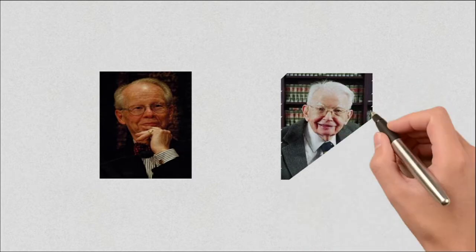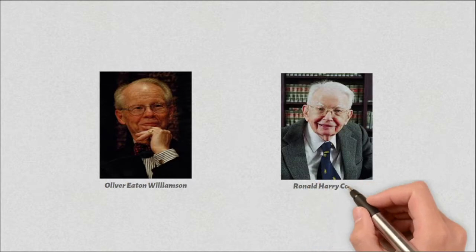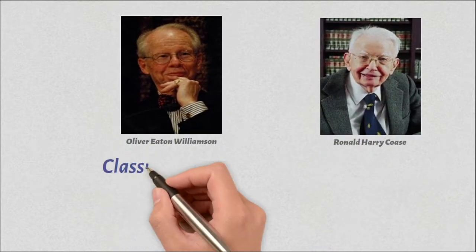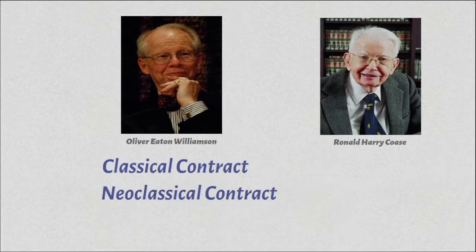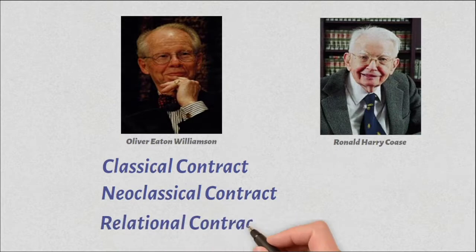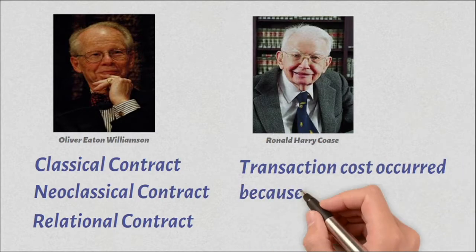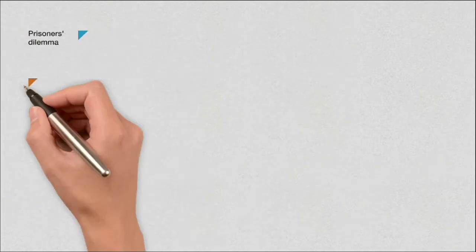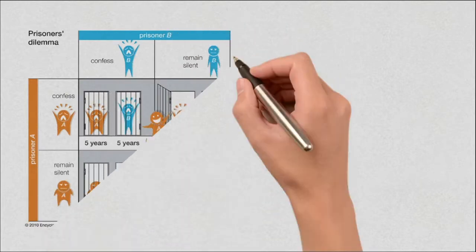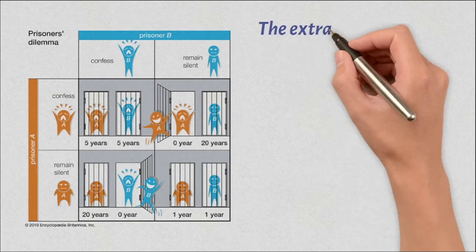These fine gentlemen you see here are Oliver Williamson on the left and Ronald Coase on the right, the two minds behind the transaction cost theory. Williamson explained that all types of governance are largely divided into three types of contracts, which are classical, neoclassical, and relational. These were based on Ronald Coase, who said transaction costs only occurred when more than one person was engaged in a transaction. We already understand the prisoner's dilemma, and the correlation here is to look at the transaction cost as rationality and opportunism.